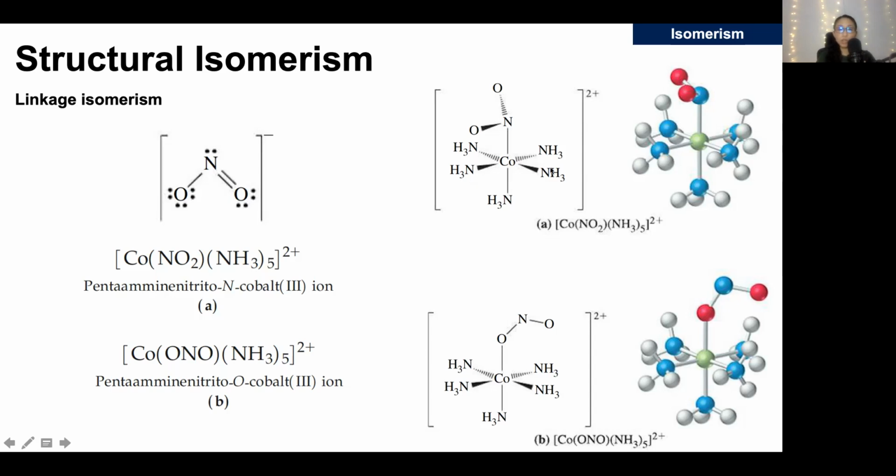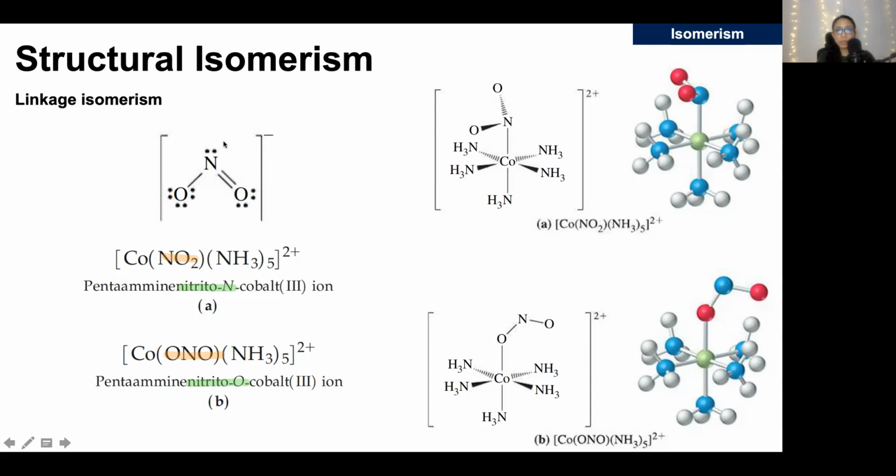Now, to distinguish the two in their names, we know that the ligand name of nitrite is nitrito. But to distinguish the linkage, we use nitrito N if the attachment is through the nitrogen atom, and we write nitrito O if the attachment is through the oxygen atom. And then in the chemical formula, we write NO2 if it is nitrogen that is attached, or ONO if it is the oxygen that is attached to the metal center. So this is linkage isomerism.